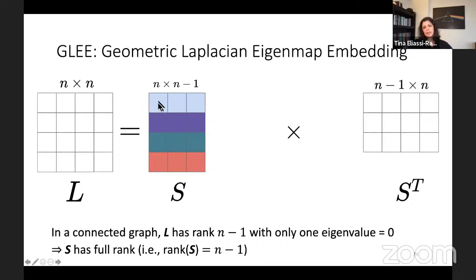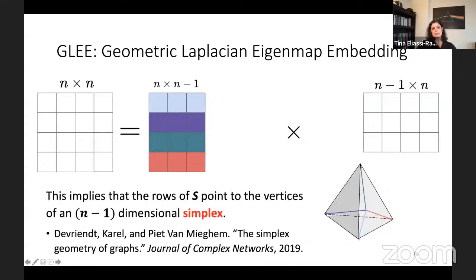It's just that I really haven't done any kind of dimensionality reduction. Usually when people do graph embeddings, they're looking to do dimensionality reduction. And so if I have a connected graph, then this L is going to have rank n-1 with only one eigenvalue being 0. And so this S is full rank. Or as I said, this implies that the rows of S will point to vertices of an n-1 dimensional simplex. And this was shown in a 2019 paper in the Journal of Complex Networks.